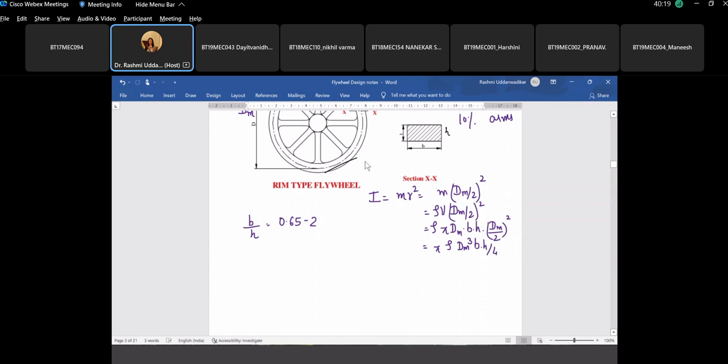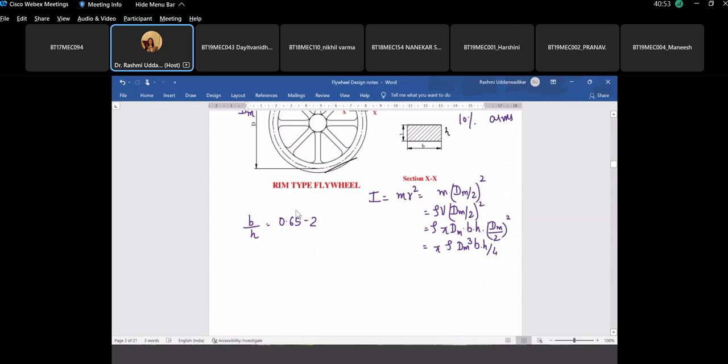So designing a flywheel essentially is getting its dimensions. When we are designing a belt drive, we are getting the cross section of the belt, number of belts. When we are designing a gear, we are finding its module, its face width. Likewise, for designing a flywheel, we have to get the value of dm, b and h, for which we have to get the value of I. And for getting I, we'll see for a given application what is the energy fluctuation.